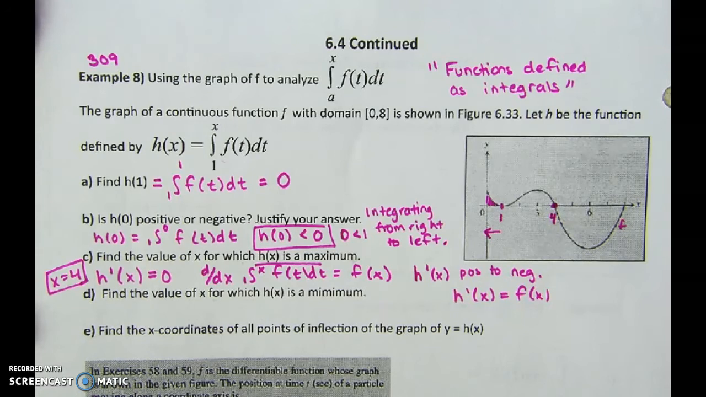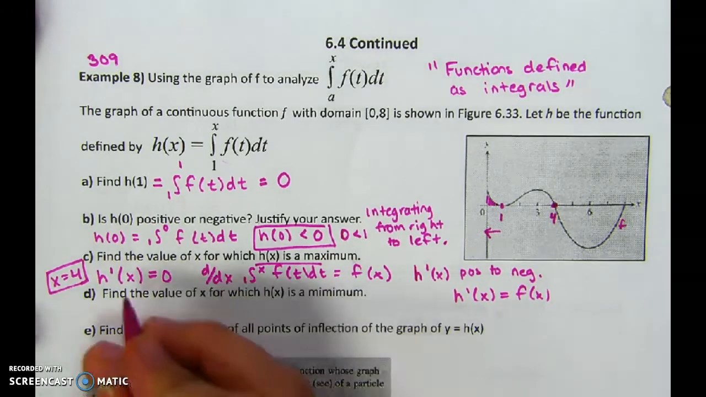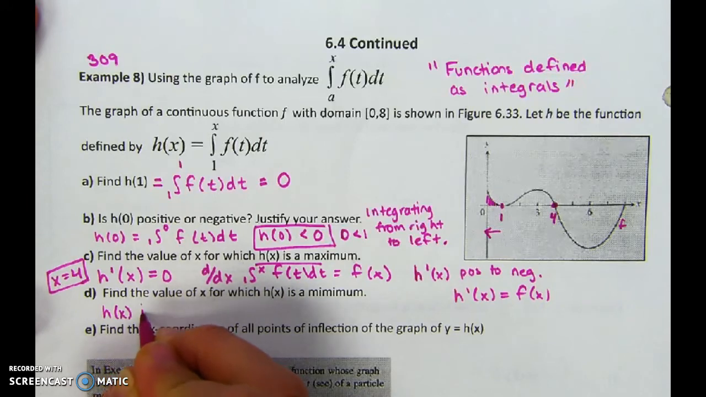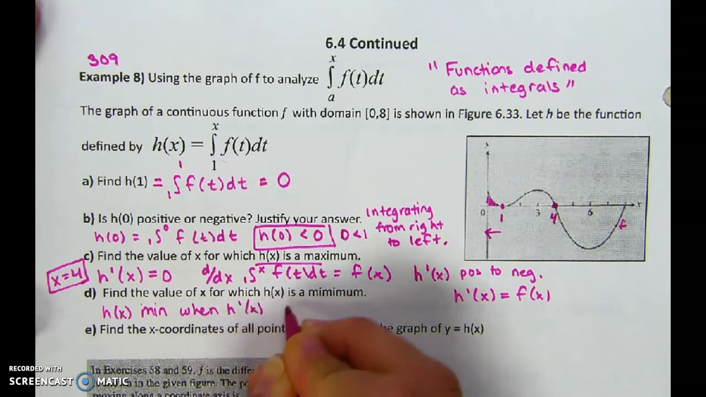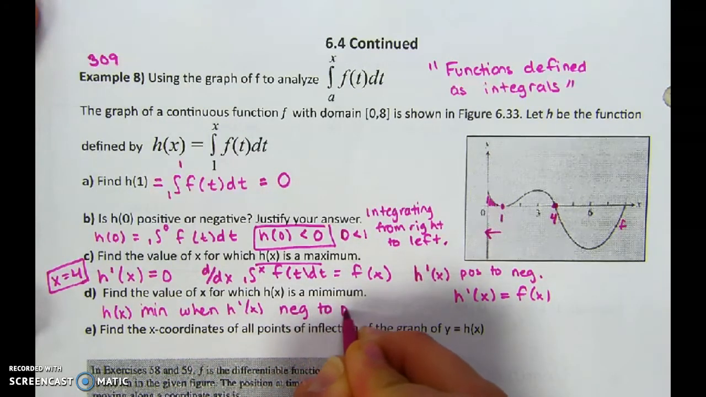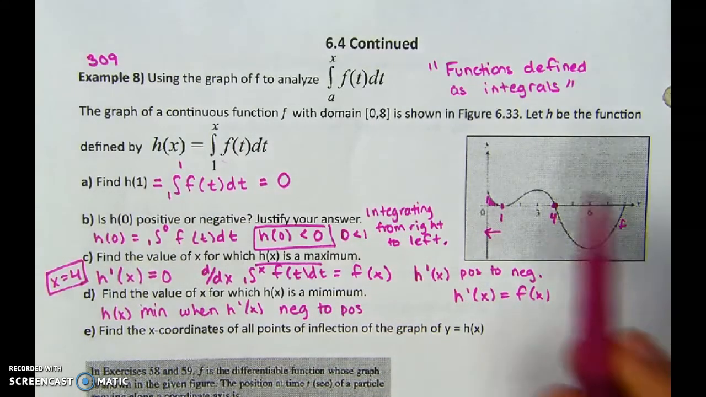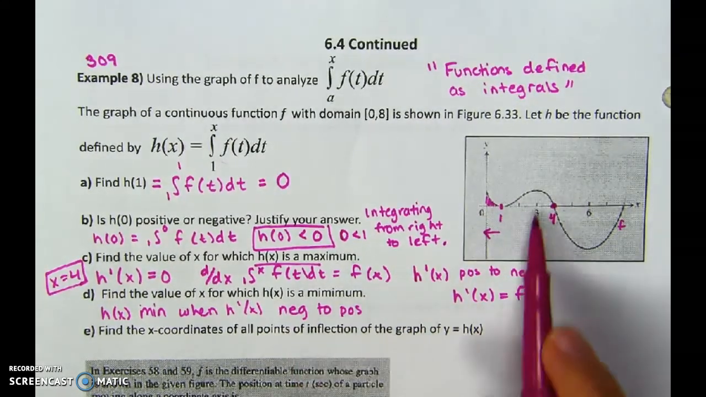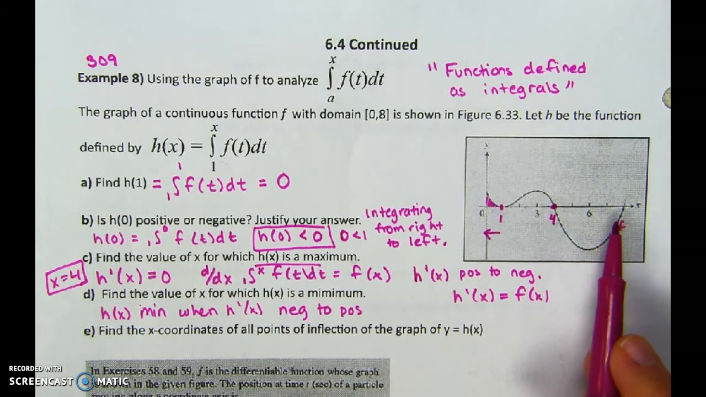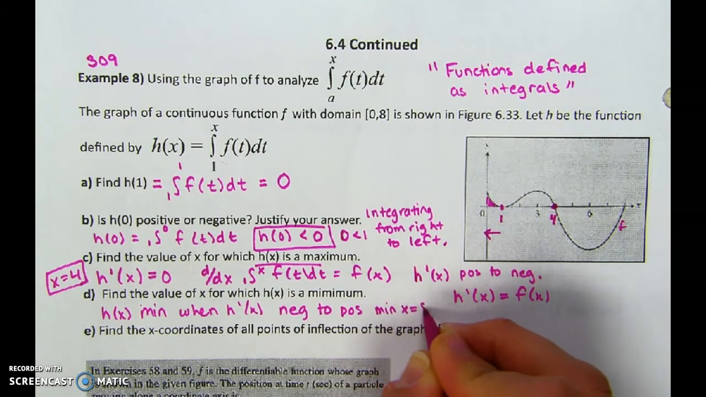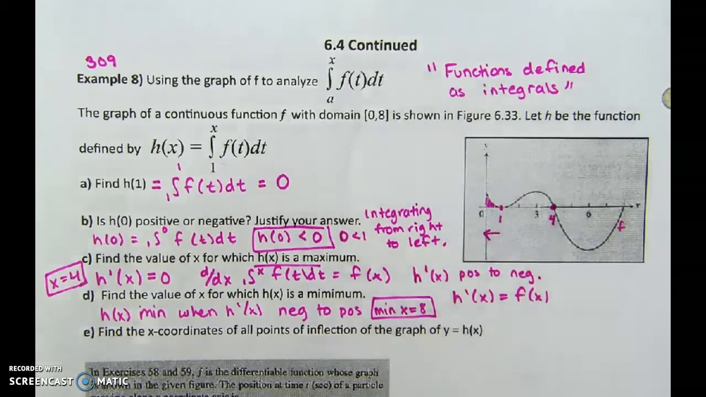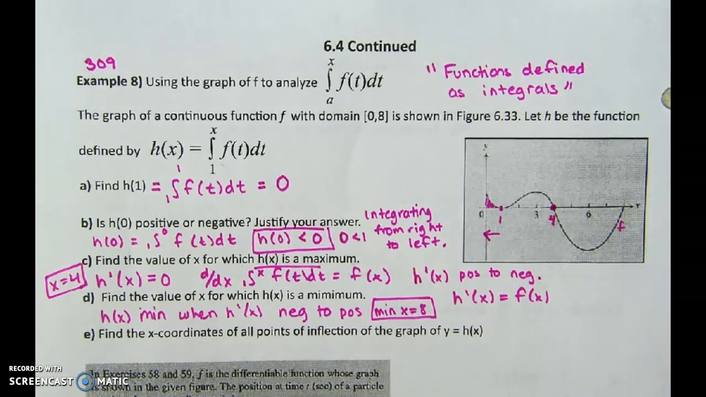Okay, find the value of x for which h is a minimum. Well, h will have a minimum when h prime changes from negative to positive. Positive, positive, positive, and h prime equals f of x, negative, negative, negative, negative, negative. Now we're going to say the minimum is at x equals 8. And then I'm going to explain it a different way. Okay, you ready?